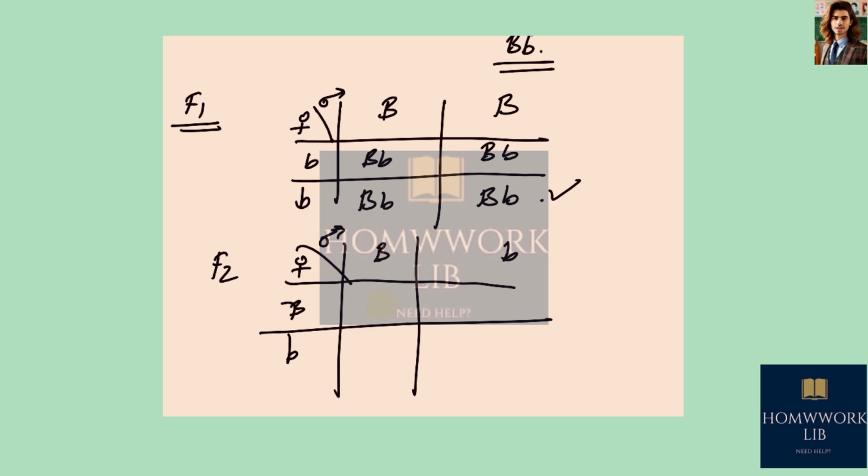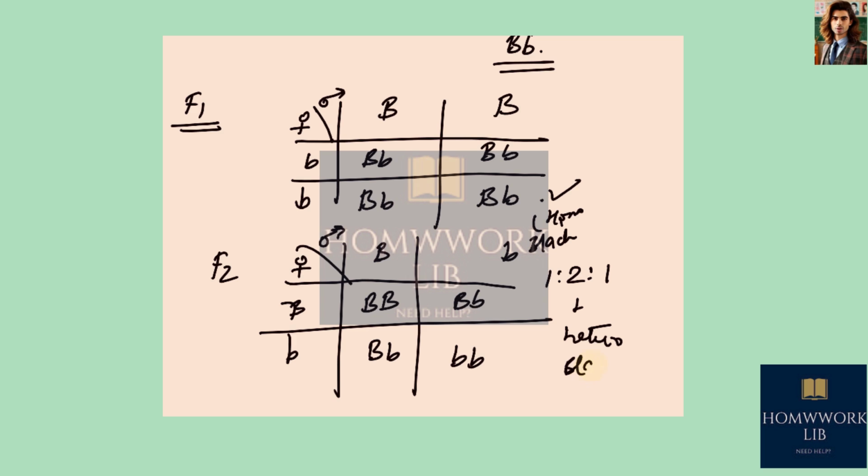And now we have different ratios. So the ratio is 1:2:1. 1 for black homozygous, the 2 is heterozygous black, and the other one is homozygous red. So if you talk about the genotypic ratio, it is 3:1.